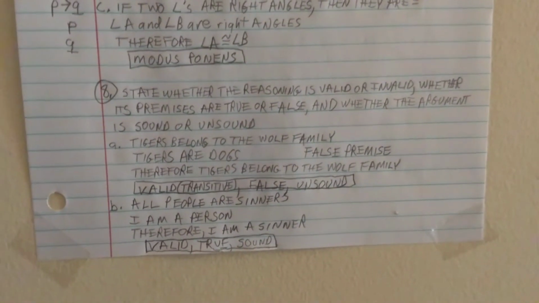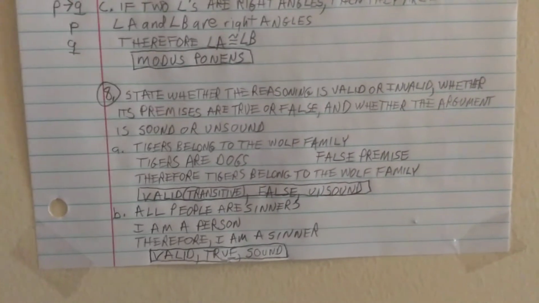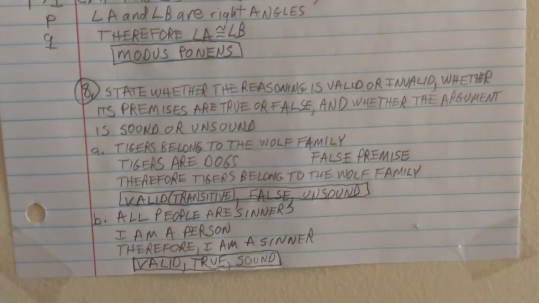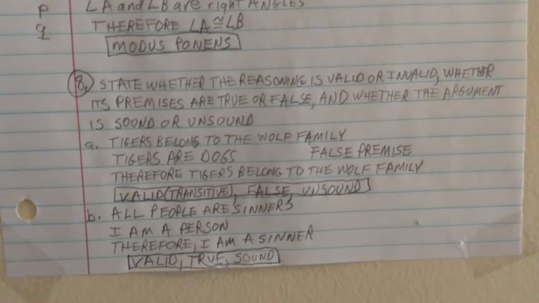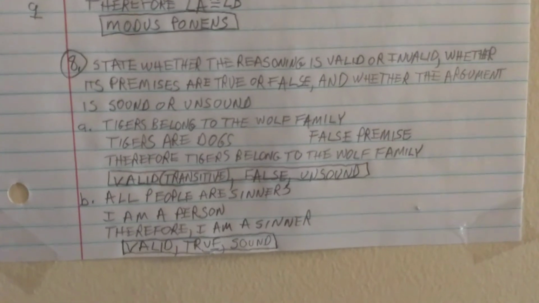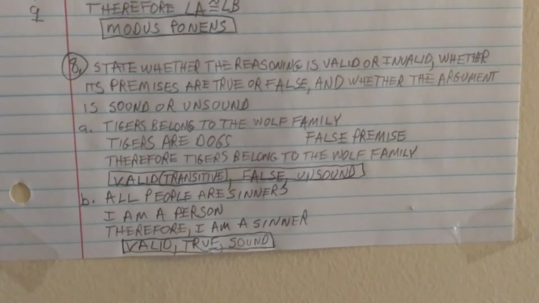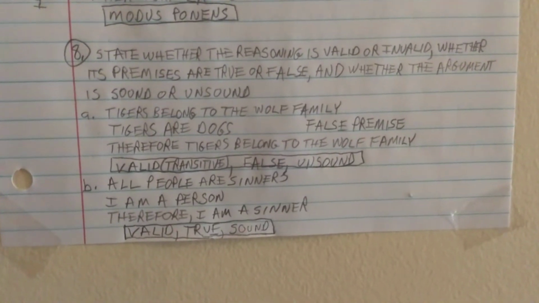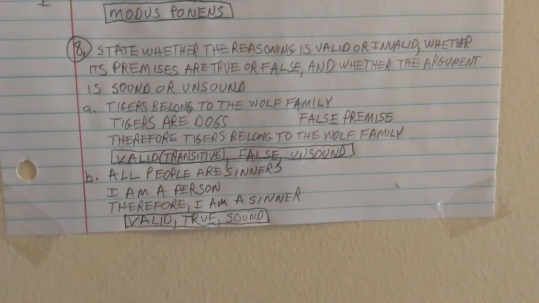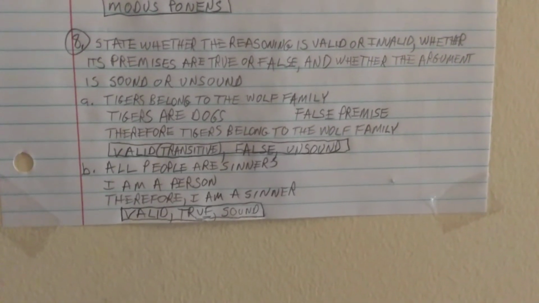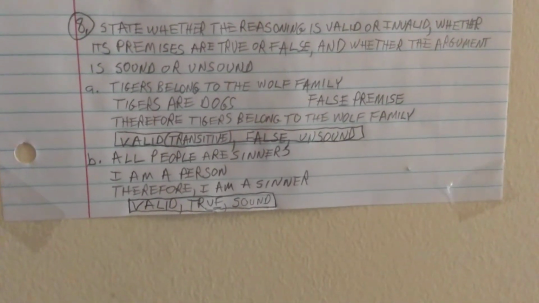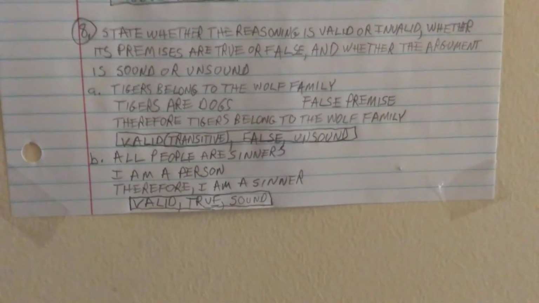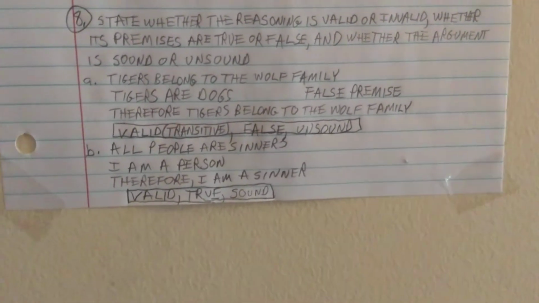And in 8, we're to state whether the reasoning is valid or invalid, whether the premises are true or false, and whether the argument is sound or unsound. So for part A, tigers are dogs, which is of course a false premise. Dogs belong to the wolf family. Therefore, tigers belong to the wolf family. Well, that is a transitive argument, so that's valid reasoning, but a false premise, so it's an unsound argument.